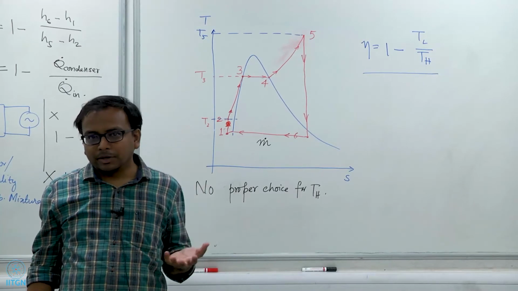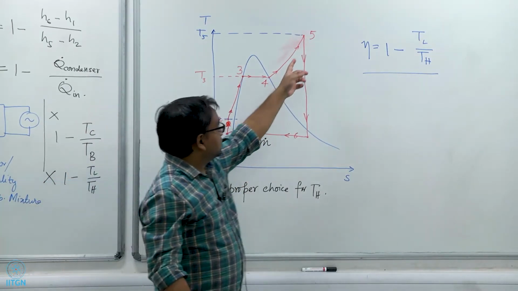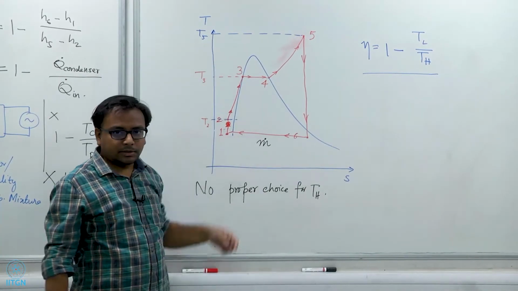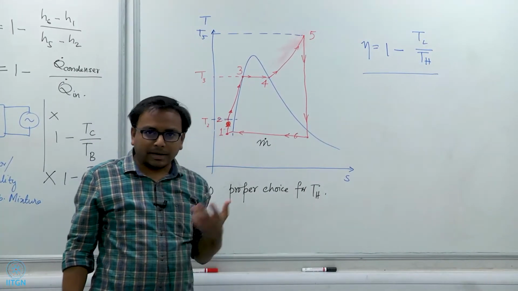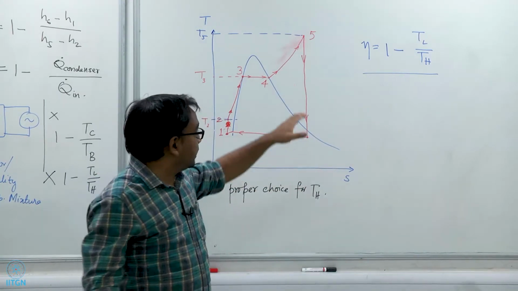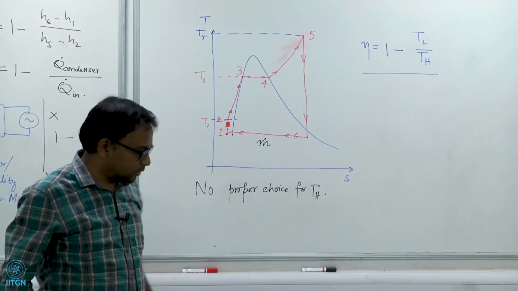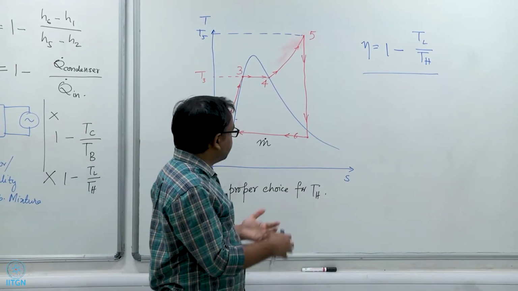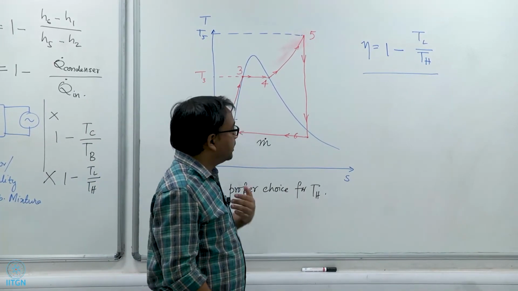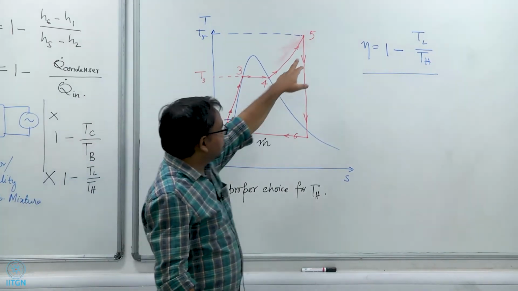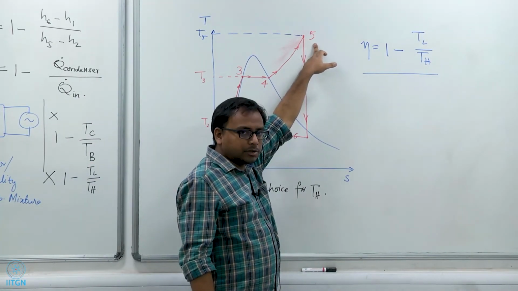So, at very high temperatures, although a very high T5 might be desirable for achieving higher efficiency, it might not be practical, because a very high T5 might actually damage the turbine blades. They might become soft and they might break, which will defeat the entire purpose. So, this T5 is somewhat limited by the properties of the turbine material.